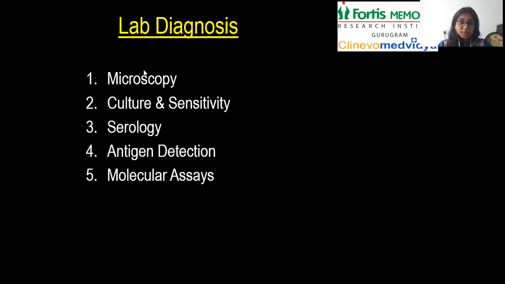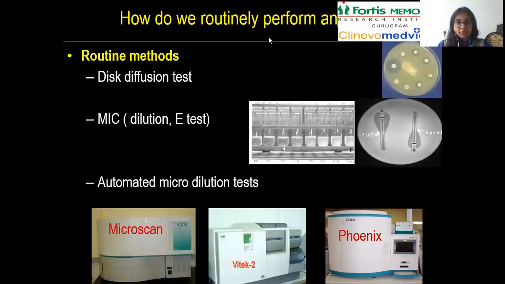so to identify the microorganisms, there are basically 5 approaches which can be adopted, and these include microscopy, culture and sensitivity, serology, antigen detection, and the molecular assays. And today we are going to focus on the interpretation of the culture and sensitivity predominantly. So, how do we routinely perform antimicrobial susceptibility?